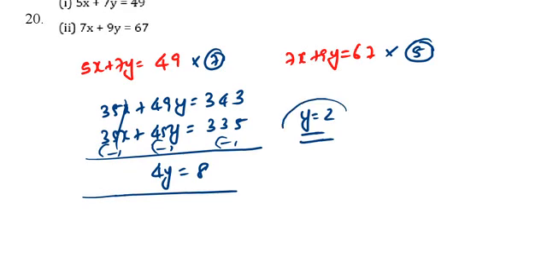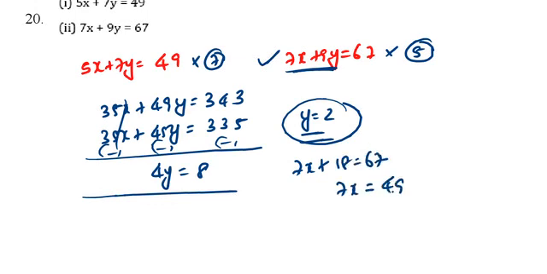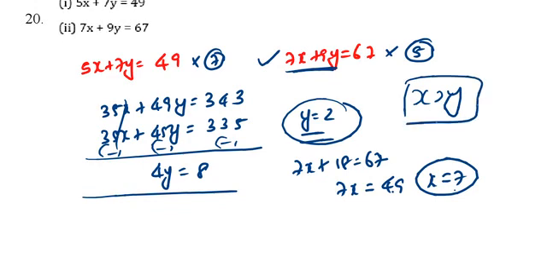Substitute y is equal to 2 in any one. I am substituting in the second one, this one. 7x plus 18 is equal to 67. 7x is equal to 49. X is equal to 7. So x 7, y 2. X greater than y is the correct answer.